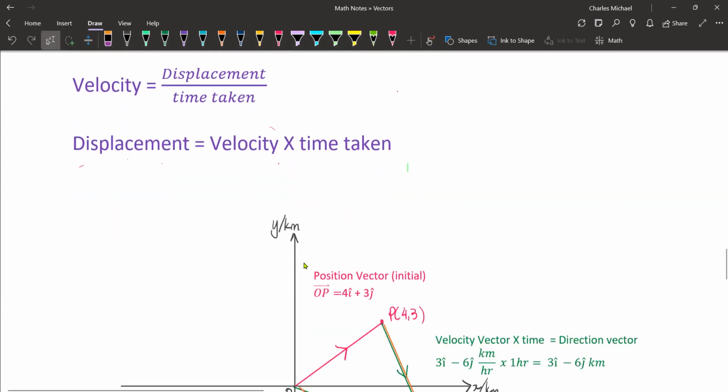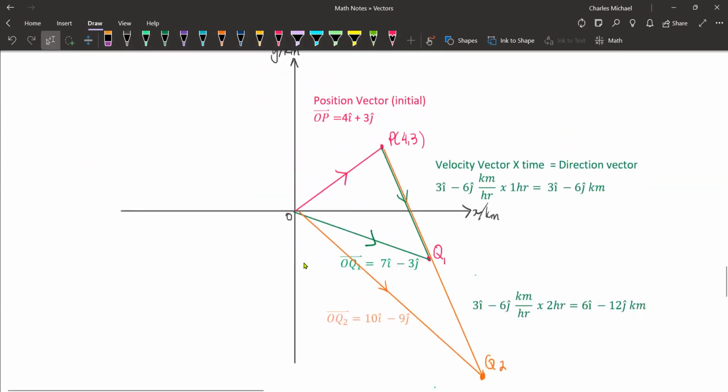So let's go back to our ship. From point P, if it had traveled for 1 hour, and they give us the velocity vector here, 3i minus 6j, then if it traveled for 1 hour, this would be the translation or the direction vector, 3i minus 6j. So it comes back to Q1, our original position. Let's say it traveled for 2 hours. If it traveled for 2 hours, then you multiply the velocity vector by 2, you get 6i minus 12j. So you have a new position here, which is 10i minus 9j.